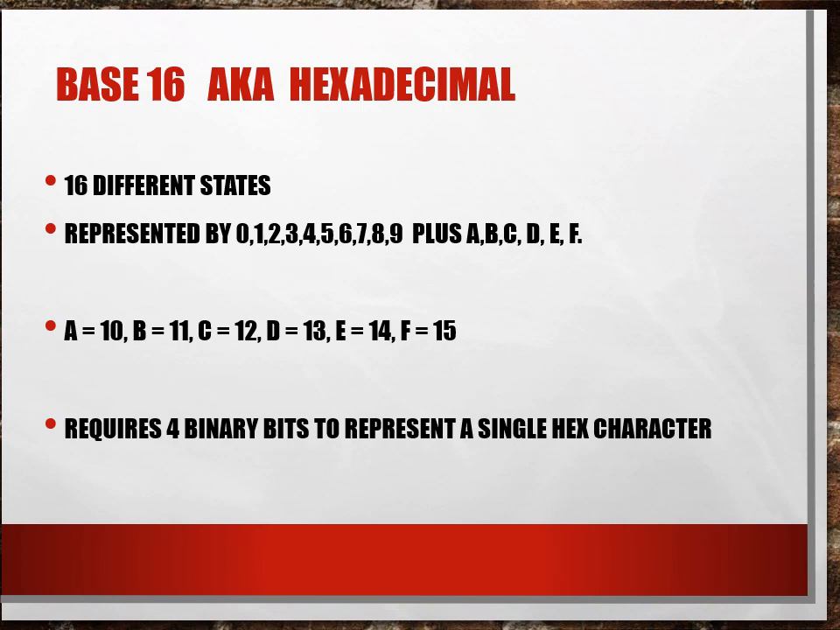Okay, so we do need 4 binary bits in order to store 16, right? So with 4, remember that's 1, 2, 4, and 8. If we had 1 in all of those positions, it would add up to 15. We'll take a closer look at that in a little bit.